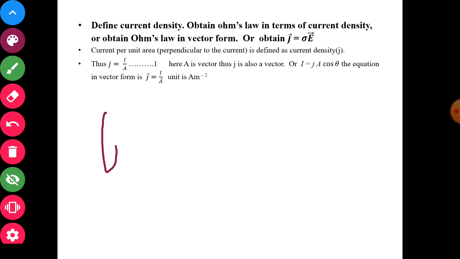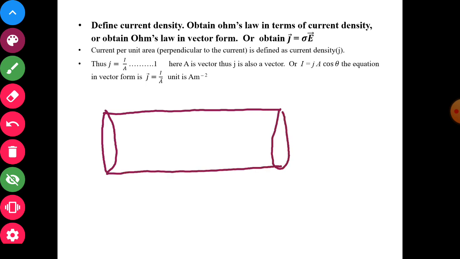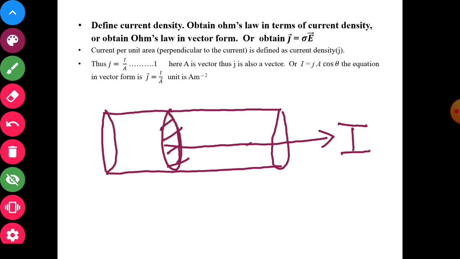Say for example, this is the conductor, and if you consider the cross section of the conductor this way, and the direction of electric current is from left to right, then this plane which we have considered is perpendicular to the current. Try to understand, I am talking about the plane of cross section that is perpendicular to the direction of current.